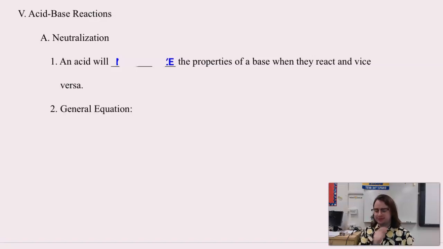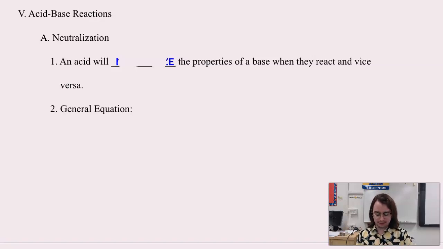Welcome back. Let's continue our discussion on acids and bases, and let's talk about neutralization equations, and let's also talk about titrations a little bit. But first, let's talk about neutralization. So we know what an acid is, we know what a base is. What happens when they react together?